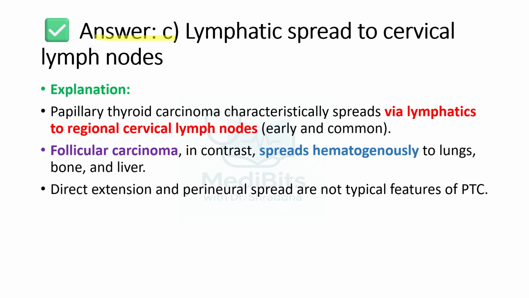So the answer is C, lymphatic spread to cervical lymph nodes, because it characteristically spreads via lymphatics to regional cervical lymph nodes. Follicular carcinoma, in contrast, spreads hematogenously to lungs, bone, and liver. Direct extension and perineural spread are not typical features of PTC.